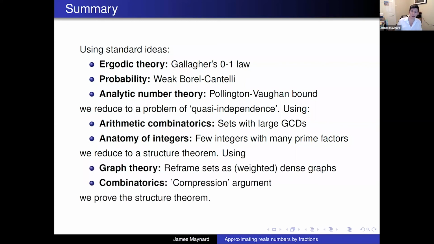And then we prove the structure theorem itself by reformulating it again as a completely separate argument to do with certain weighted dense graphs. And then we use ideas from combinatorics, in particular a compression argument, to prove the structure theorem. And fortunately, putting everything together, we're able to just about show enough quasi-independence that we can make the whole process work. We show we can understand the possible bad exceptions and show that they contribute only a negligible amount to this quasi-independence on average bound.